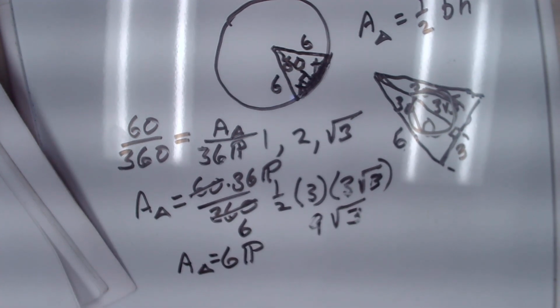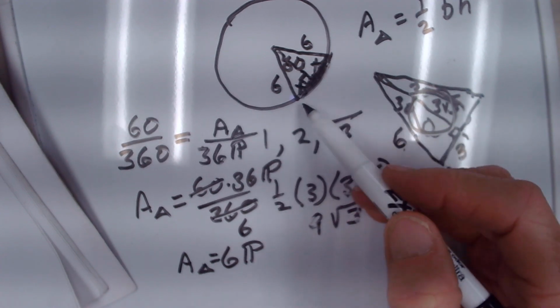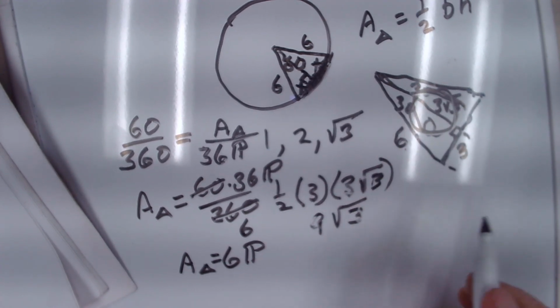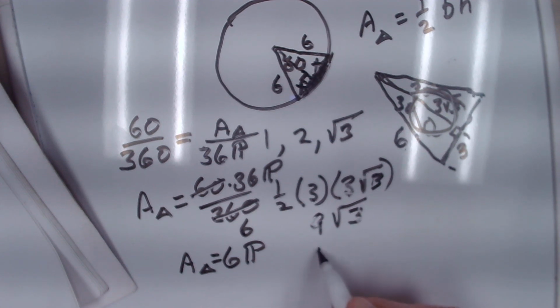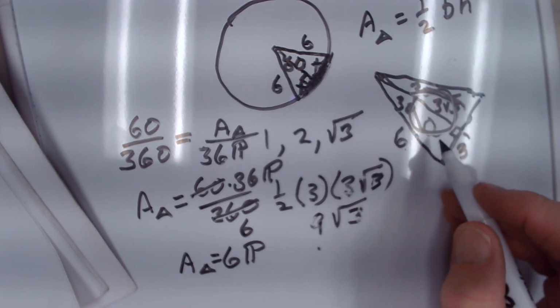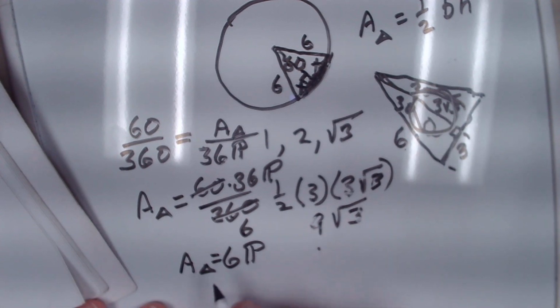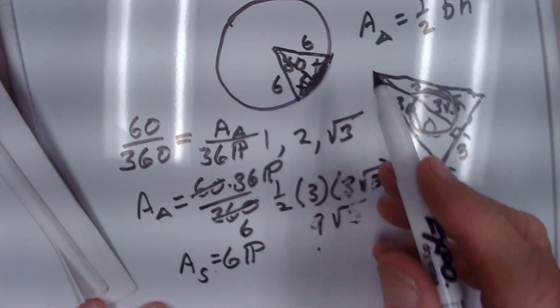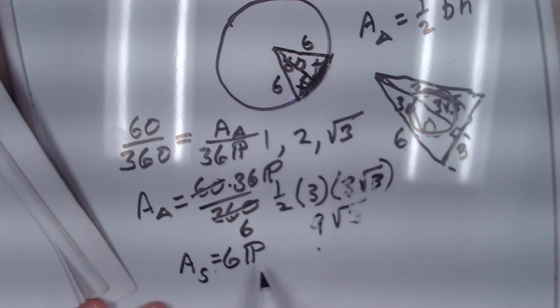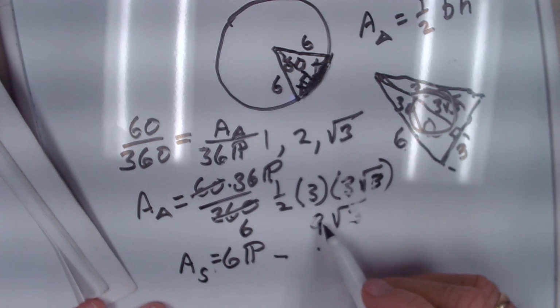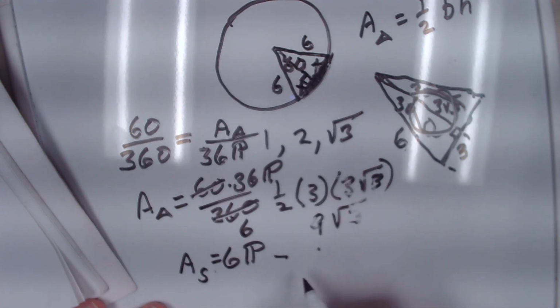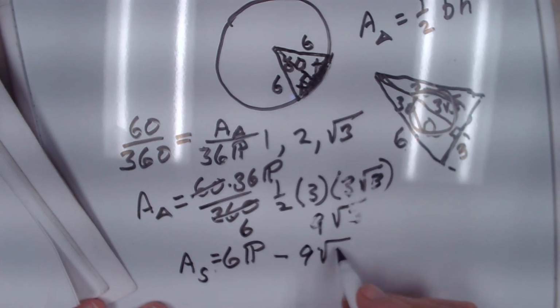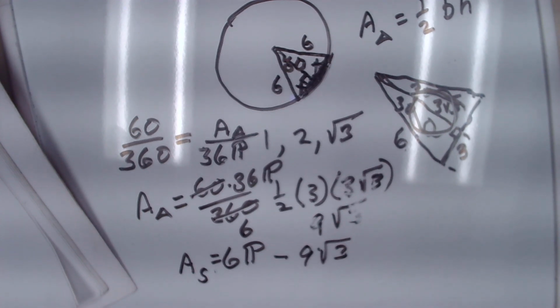Now the area that we're looking for here is simply the area of the sector minus the area of this triangle. It gives that little sliver right there. So the area of the sector minus the area of the triangle, which I had right here, which is 9 square root of 3. Boom, we got it.